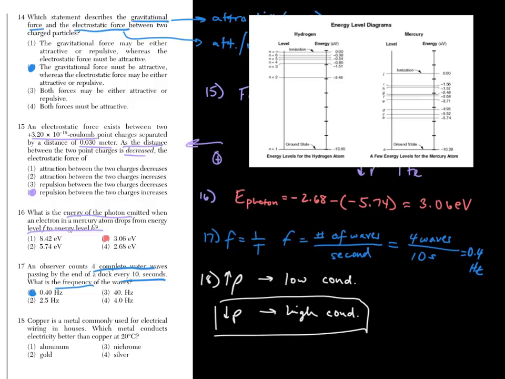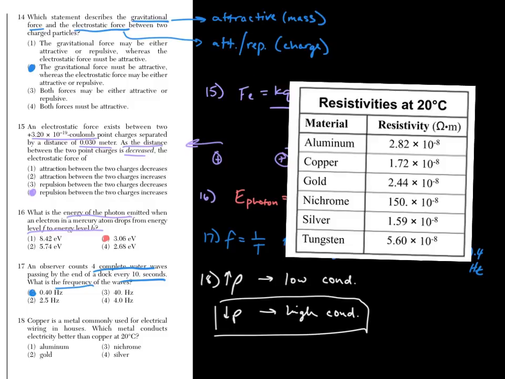So I'm going to pull up that table in a bit. As you can see, copper has a resistivity of 1.72. And so we're looking for something that's lower than that, and that's silver. Silver is going to have a lower resistivity and therefore higher conductivity. And so it's choice 4 for number 18.